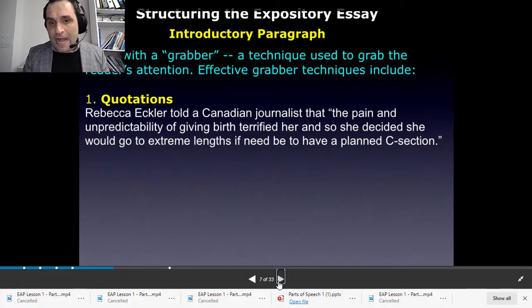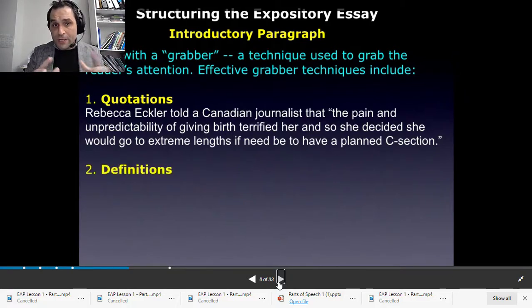The second technique, how we grab the reader's attention in our introduction, is definitions. Now, what does that mean, definitions? Well, when you come across a word that you don't know, what do you do? You open your dictionary and you look up a definition. You want to know what that word means. If I give you a word that is so hard to understand, you're going to look it up in the dictionary. So that's a definition. Definition is sometimes very important.